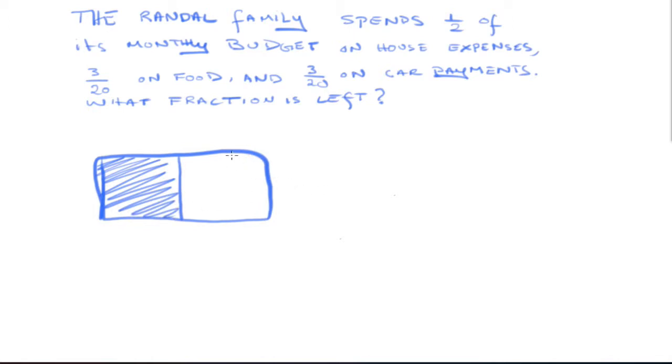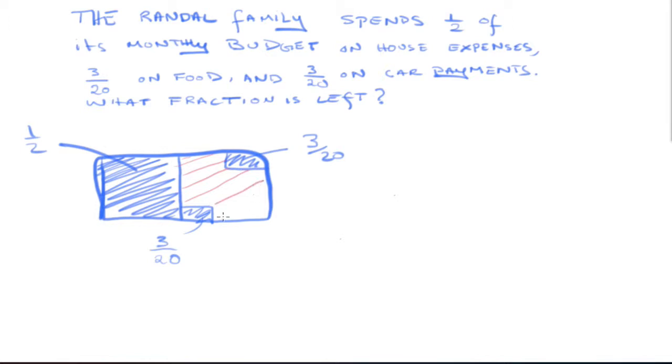And then they also spend, let's say this over here represents 3/20ths. This over here represented 1/2. And let's say they spend another 3/20ths. Let's say it's this over here. Shade that in. 3/20ths. The question then is, what's left? And what's left, of course, is this red piece over here that I'm shading in.